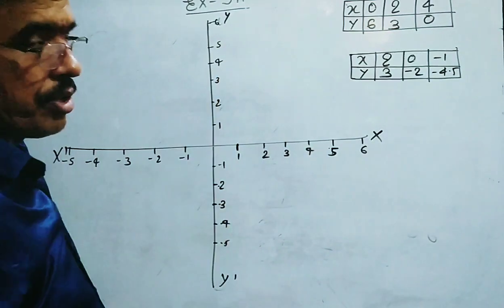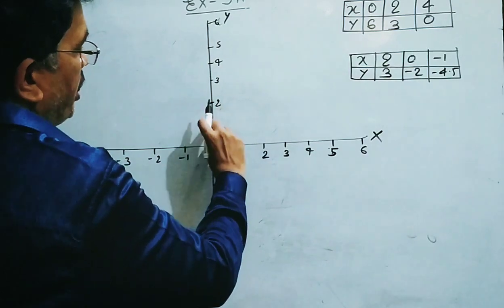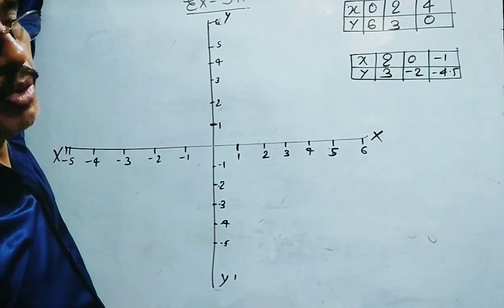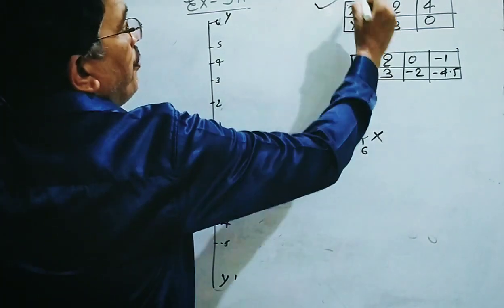Here, a full-scale graph is not possible on my board, so I take a step as usual. It is 1, then 2, 3, 4. Similarly, when drawing a graph, one big square is equal to 1 unit. Now, first draw with this equation.